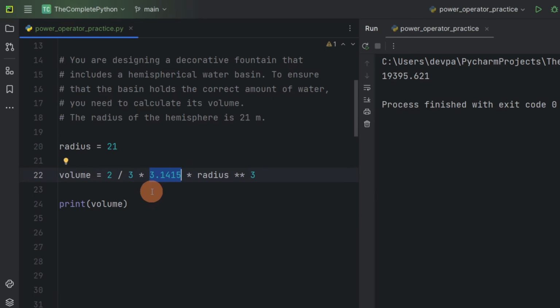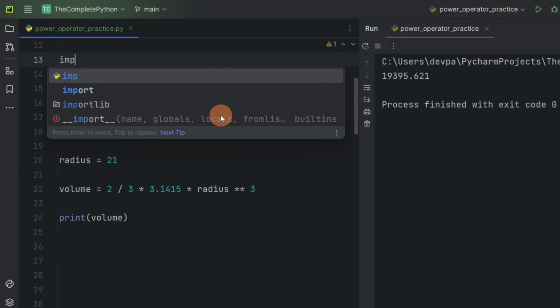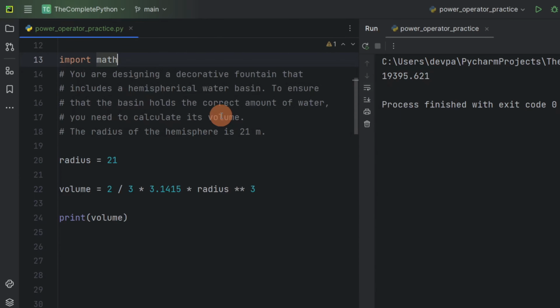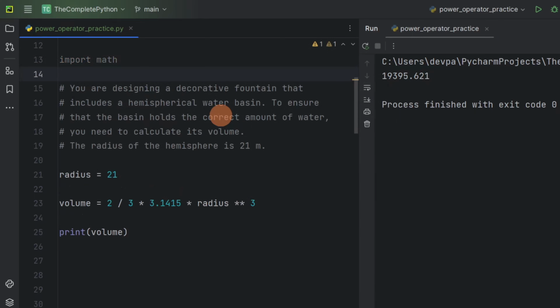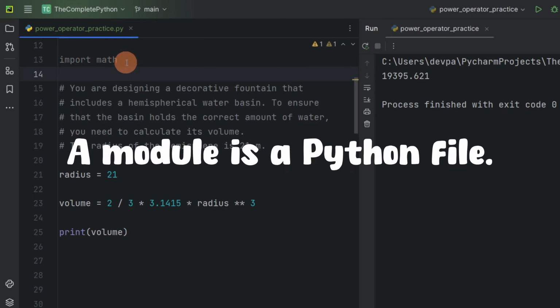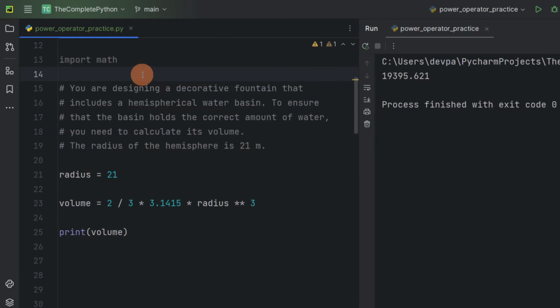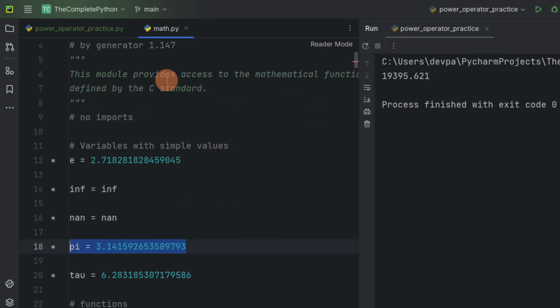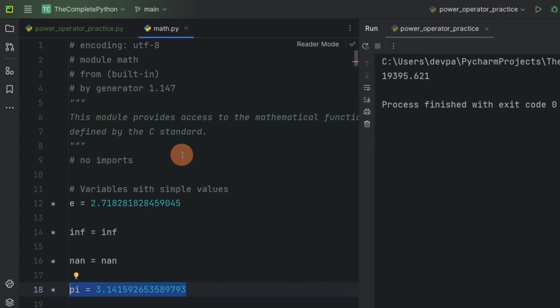Here we have mentioned the value of pi as 3.1415. But Python already provides us the value of pi. In order to use it, we can write import math. Now math is a module. In Python, we call a file a module. Now press the Ctrl key on your keyboard and left click on this file. You will see math is actually a file. So in Python, we call a file a module.